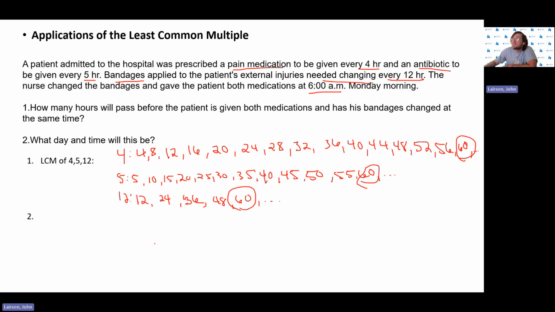Okay, so 60 hours later. 60 hours is the least common multiple. So 60 hours later, all three will happen at the same time again. Again, this question does ask what day and time. I'm not going to worry about it. What's important here is 60 hours later. That's a couple of days and then some change. So 60 hours is the important part of the problem.